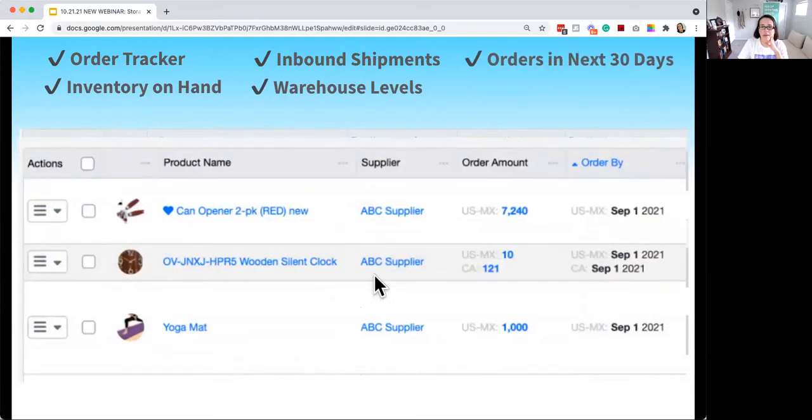Then lastly, orders within the next 30 days. You want to know what's on deck. What are you supposed to be ordering within the next 30 days to make sure that you don't stock out?